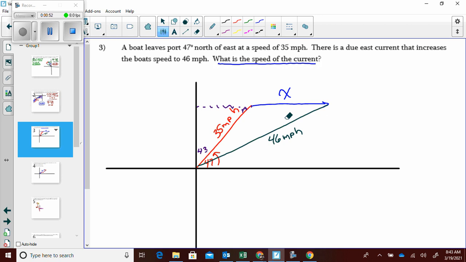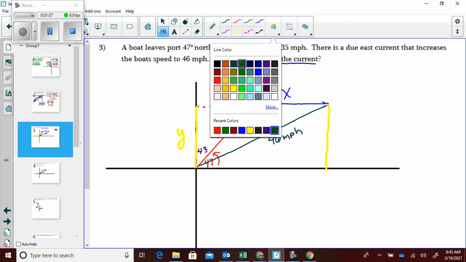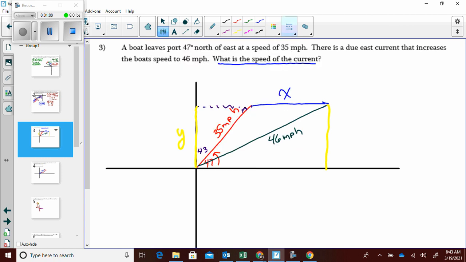What I want you guys to see is all of the right triangles in here. This line here, we're going to call y, is actually the same as this here. And I'm going to show you why that matters in a second, okay? So let's look. How can we solve for this y right here? Well, look at this right triangle that we have here. So that's going to give us the cosine of 43 is y over 35, right?